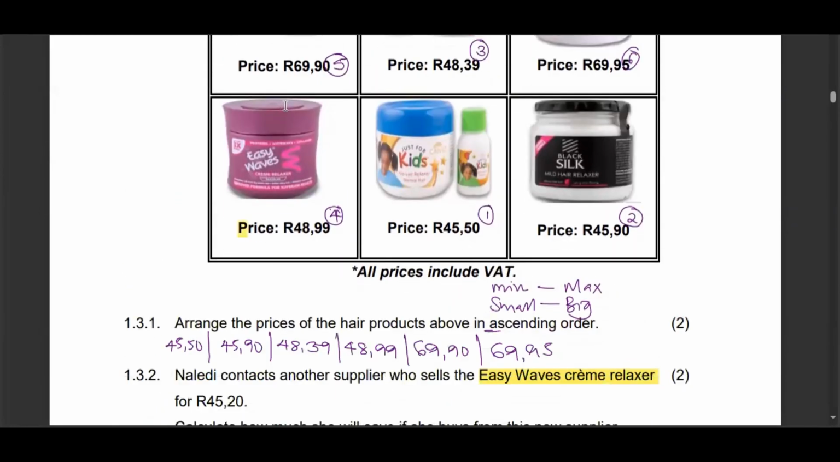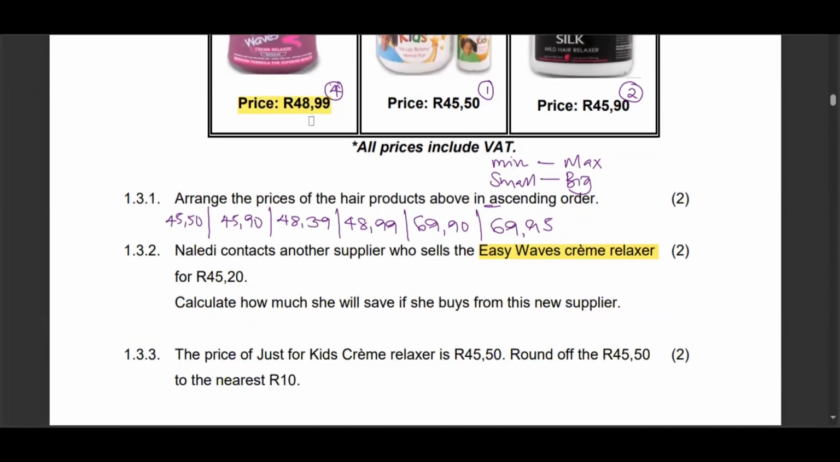Indeed, it's this one here. So we're going to compare that and the new price here. Since we are looking for how much she saves, we shall take the 48 rands 99 minus the 45 rands 20 cents. Naledi will seem to save some money, around 2 rands. 48.99 minus 45.20 is around 3 rands. So she will save 3 rands 79 cents.